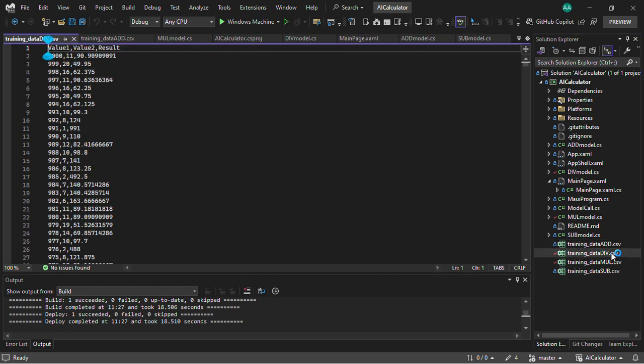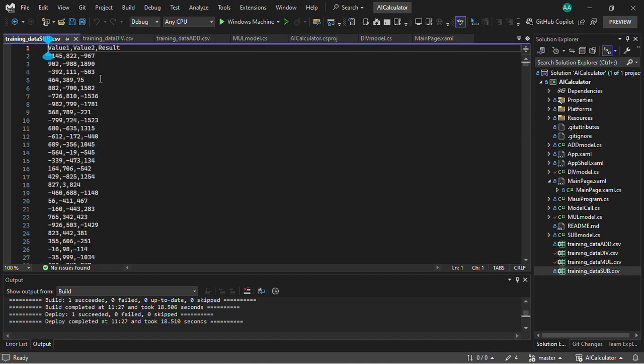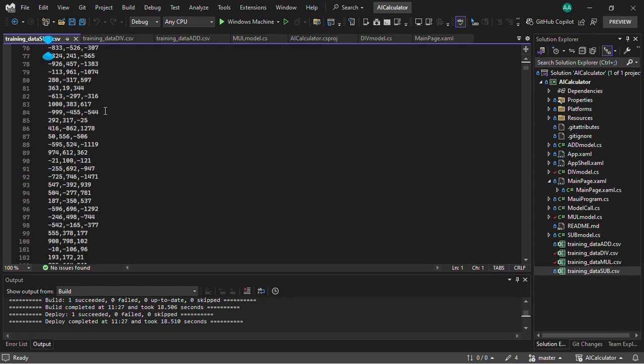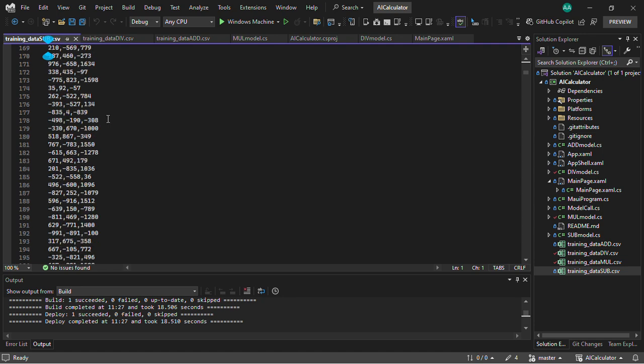The same thing for division. Okay, let's check subtraction. For subtraction, the same thing: value 1 and value 2 are the features, and result is the label, what you're trying to predict. So this is just a simple regression under supervised learning.